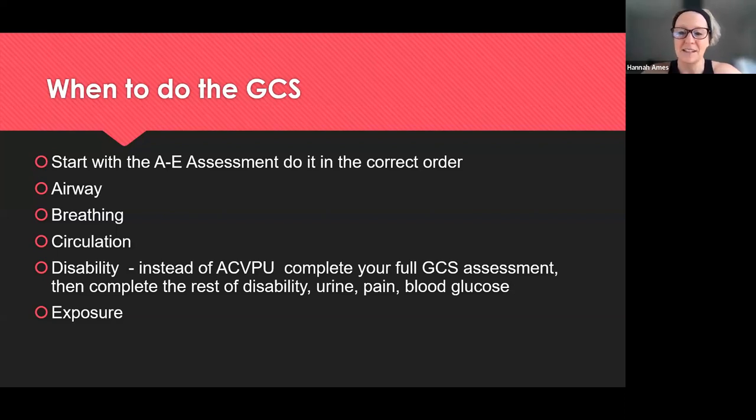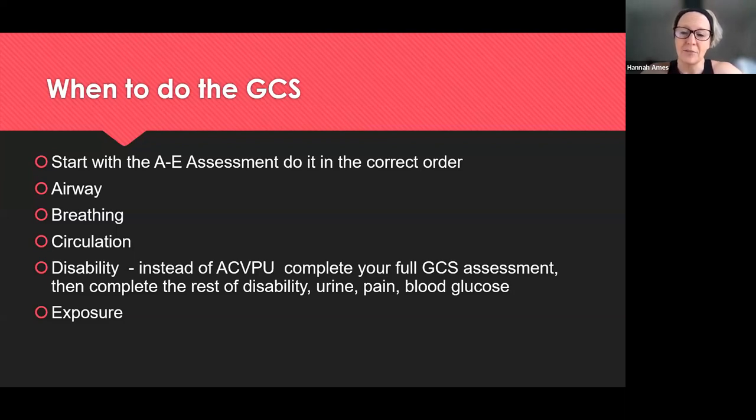Then you're going to do your circulation exactly the same as your other assessment stations: pulse rate, rhythm, depth, halo and perfusion, blood pressure, and capillary refill time. And then when you get to disability, instead of doing that ACVPU, you are going to replace that by doing your full GCS assessment instead, keeping within your systematic order. That's where you should be doing your GCS assessment.